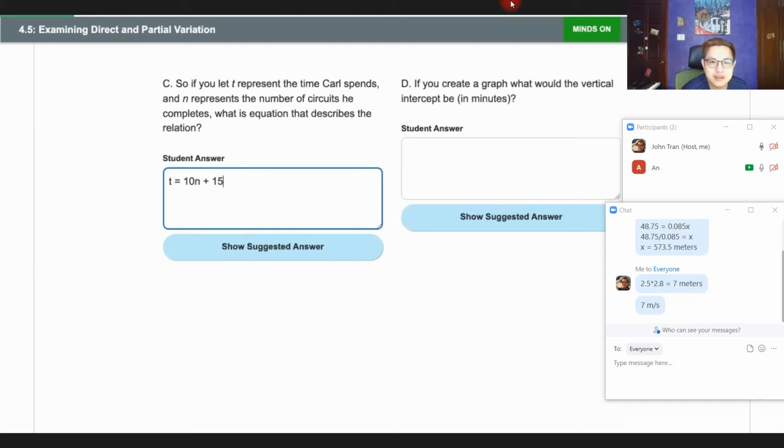Don't think so. I think it's n equal to 10t plus 50 actually. Because the more time you spend, the more circuits you will make, isn't it? So it has to be another way, like n equal to 10t plus 15. Think again. You will see that.